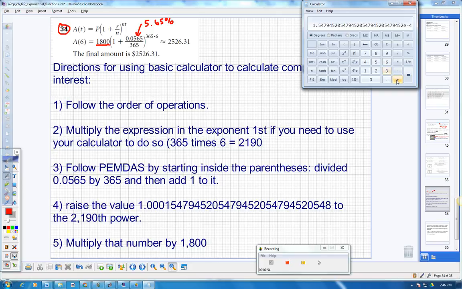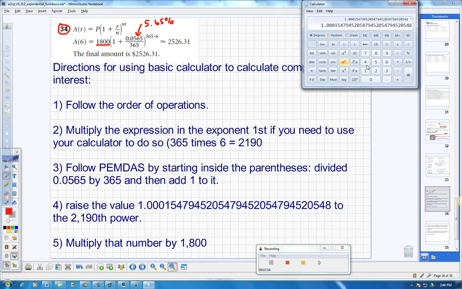I'm going to add 1 to that. So add 1 to that number, and you can actually see 1.00015479445. In order to be more precise, I want to keep that number on my calculator, and I'm just going to take that number and raise it to the 2,190th power. So the exponent button on many of the scientific calculators, if you turn your iPhone sideways, you should see a little button right here.